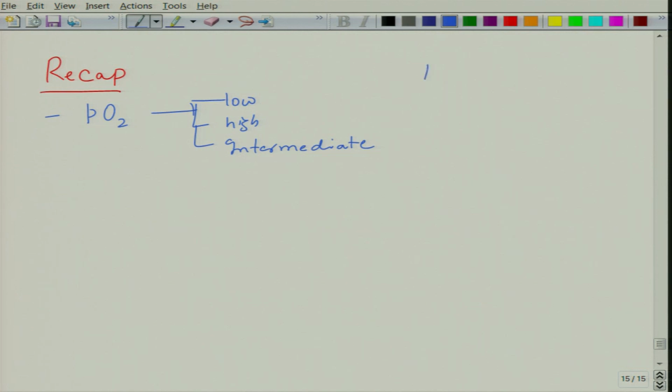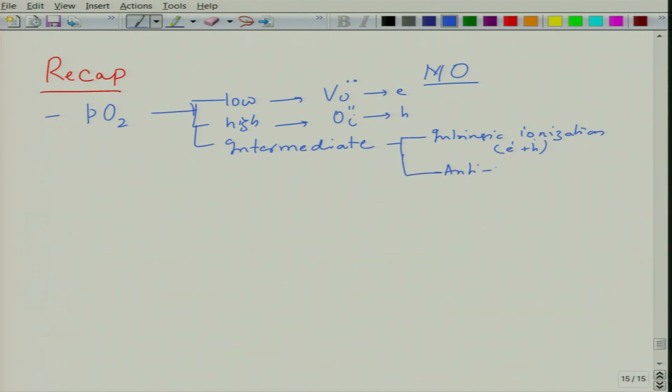And we took an example of oxide MO. Under low partial pressure of oxygen conditions we consider oxygen vacancy as a dominant defect. Under high partial pressure of oxygen we consider oxygen interstitials as dominant defects, and oxygen vacancies give rise to electrons and oxygen interstitials give rise to holes. And under intermediate conditions we consider either intrinsic ionization, which is nothing but formation of electrons and holes, or anti-Frenkel defect formation.